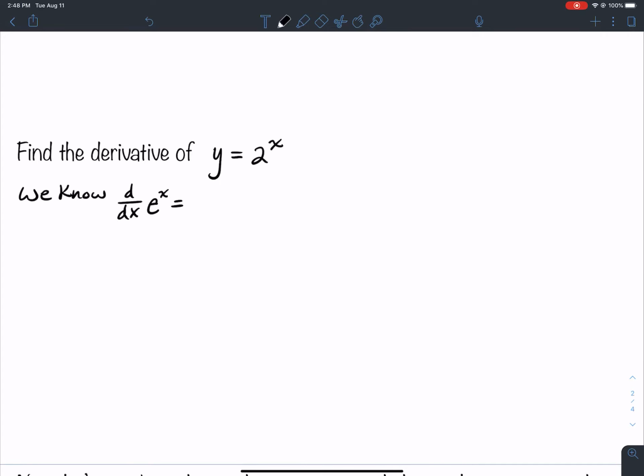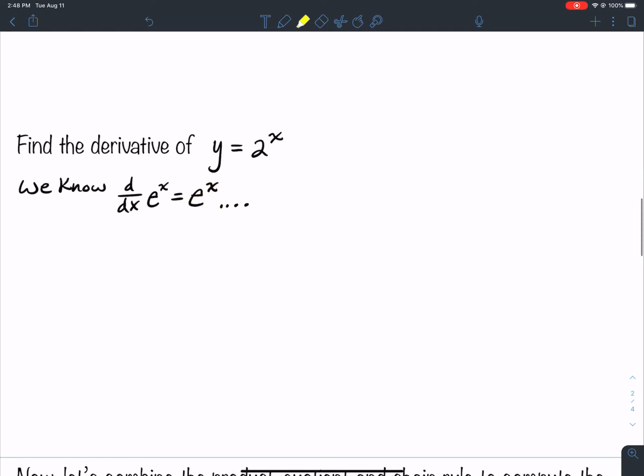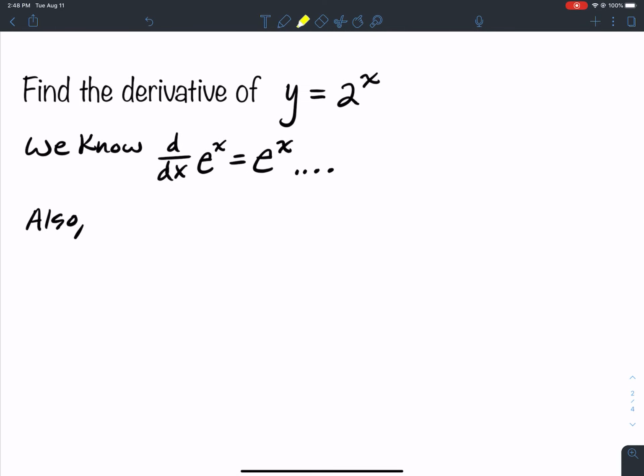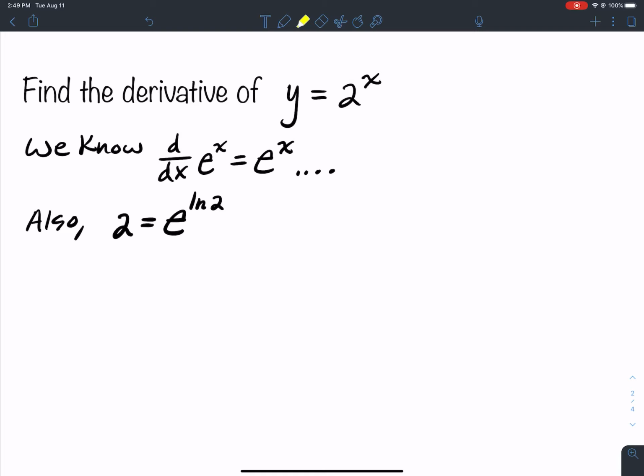So what do we know? Well, we know the derivative of e to the x is easy. It's e to the x, right? So we know that to be true. So what else do we know? We also know that if I take 2 and do the natural log of it, that changes it. But if I do e to the natural log, the e and the natural log undo each other. So this is equal to 2 still. So that's a clever way to write 2, all right?